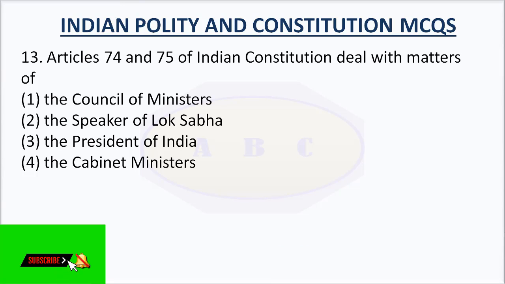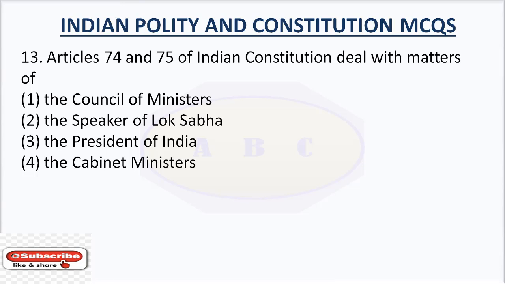Question number 13. Article 74 and 75 of the Indian Constitution deal with matters of option number 1, the Council of Ministers, option number 2, the Speaker of Lok Sabha, option number 3, the President of India, option number 4, the Cabinet Ministers. The answer is the Council of Ministers.